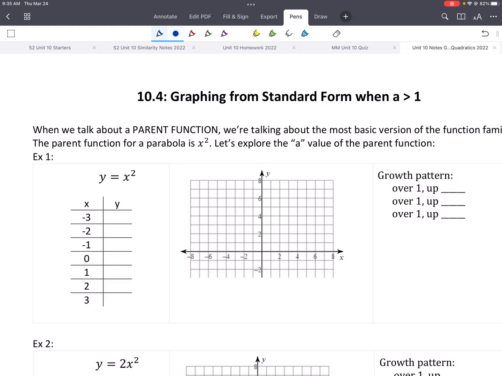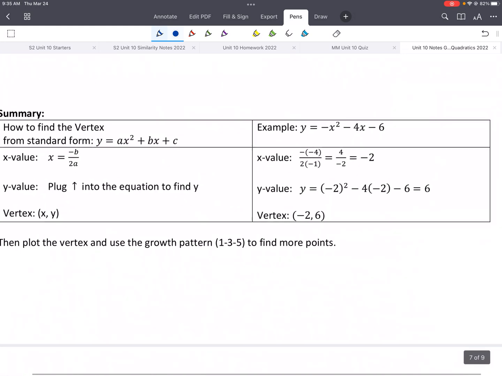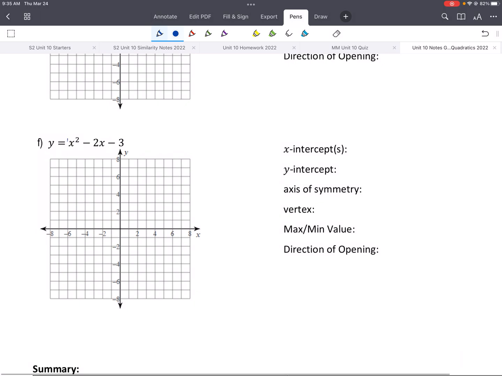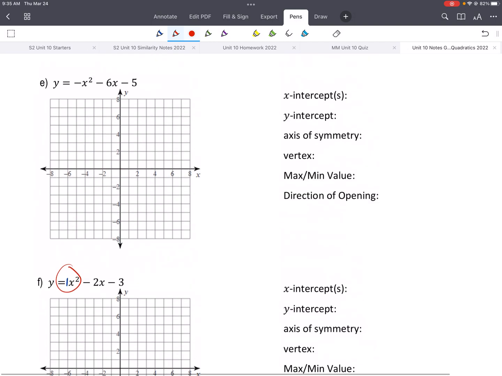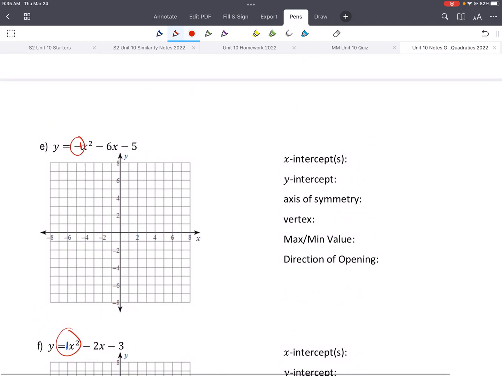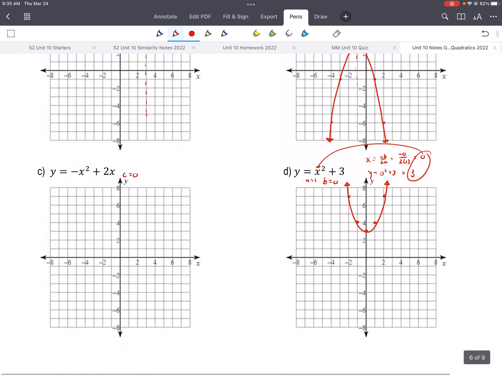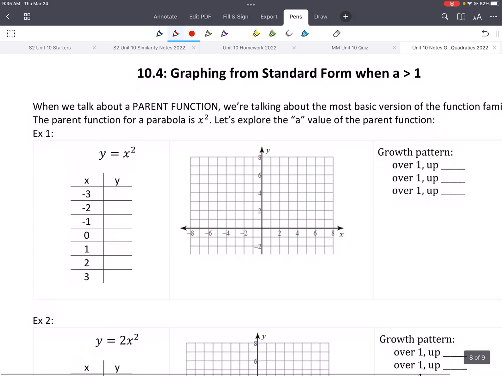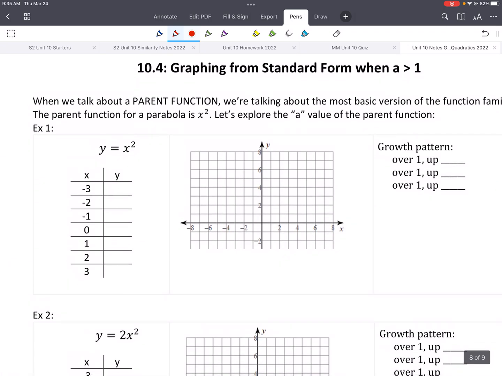not 1. So all of the examples we've done, if we come up here, all these examples, we have A is 1. A meaning the leading coefficient. So here's an example where A is 1. Here A is -1. So all of these examples are when A is 1 or -1. So let's see what happens if A is not 1. Maybe it's 2 or 3.